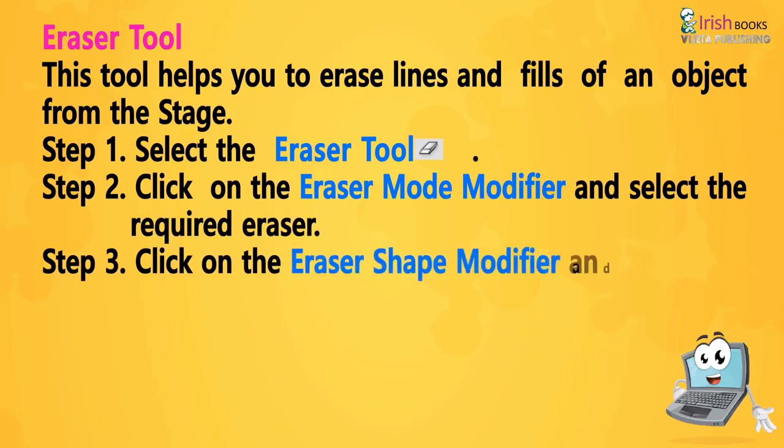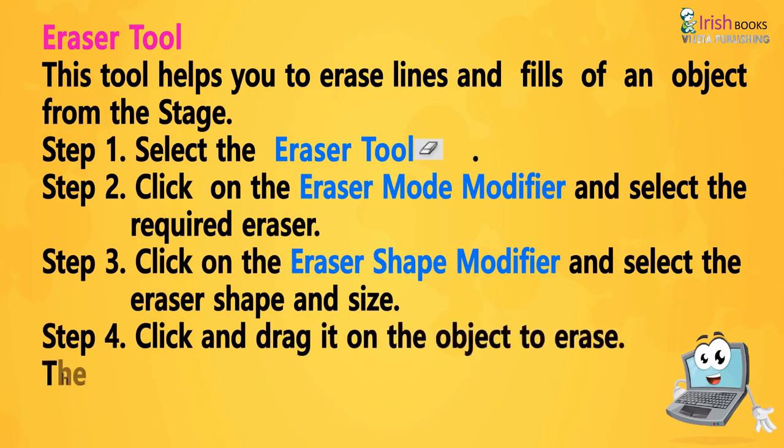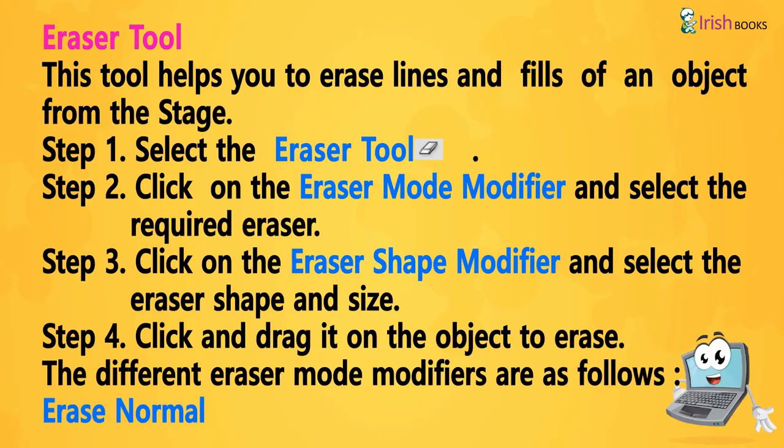Eraser tool. This tool helps you to erase lines and fills of an object from the stage. Step 1. Select the eraser tool. Step 2. Click on the eraser mode modifier and select the required eraser. Step 3. Click on the eraser shape modifier and select the eraser shape and size. Step 4. Click and drag it on the object to erase.